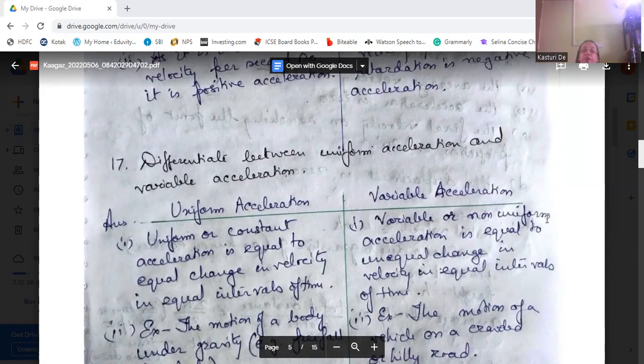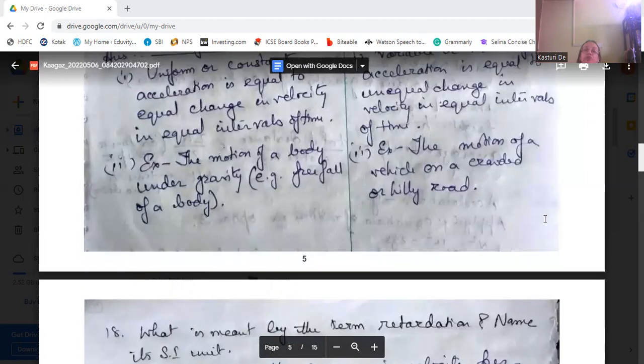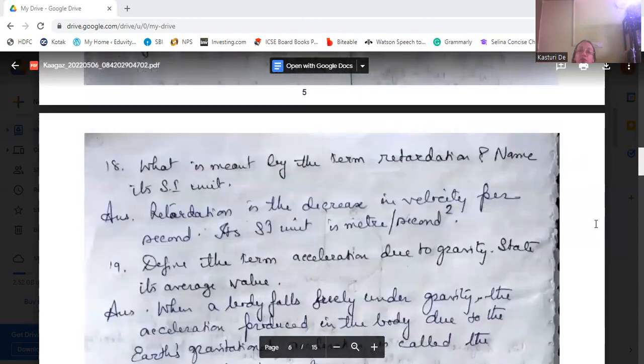For example, the motion of a body under gravity, the free fall of a body, has equal change in velocity in equal intervals of time. Whereas variable acceleration is, for example, the motion of a vehicle on a circular and hilly road. What is meant by the term retardation? Retardation is the decrease in velocity per second. Its SI unit is meter per second squared.